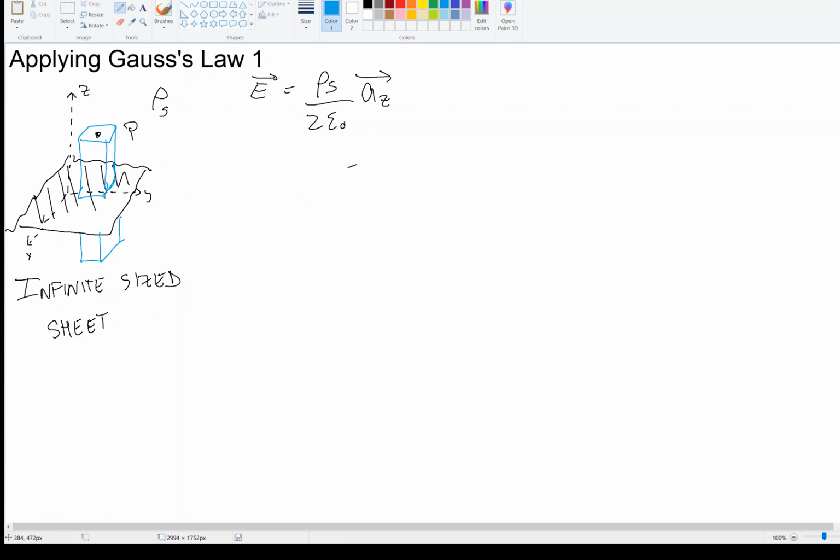So from symmetry, the electric flux density is normal to this surface on the top and bottom. So why is that? Well, remember the electric field due to this thing was going like this. So on the top and bottom, the electric field, or the electric flux density, is normal to the surface, which means it's parallel to the surface vector.